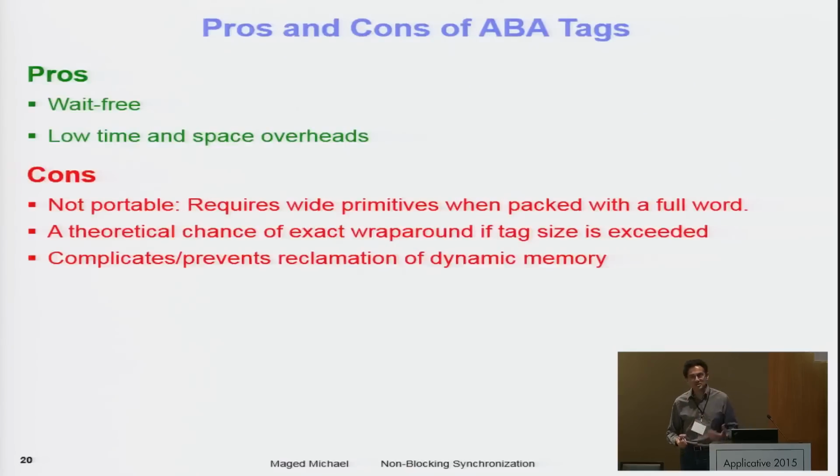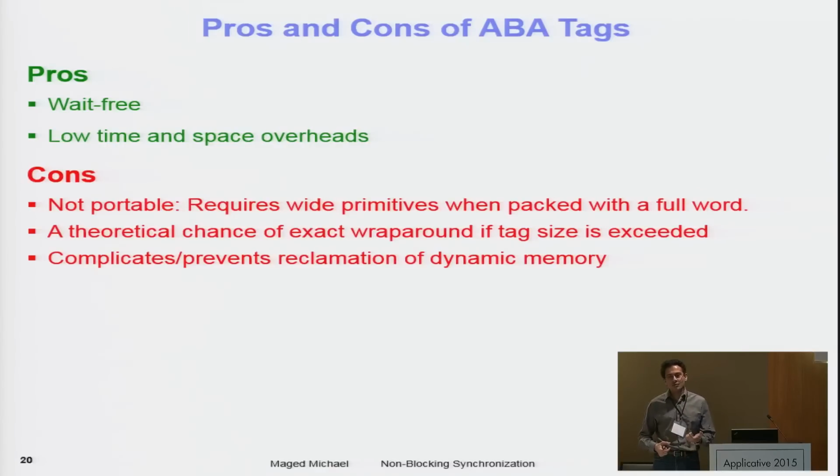So this has been used in non-blocking data structures for more than 20 years as the main solution for the ABA problem. Of course, it's very simple. It's wait-free. It's just part of reading and updating the pointer. And it has relatively low overhead. But then the cons: it complicates the memory reclamation. The tag becomes part of the semantics of fields of dynamic structures.